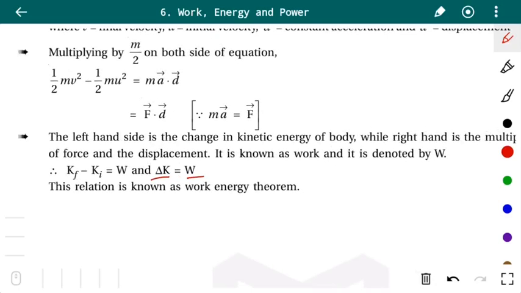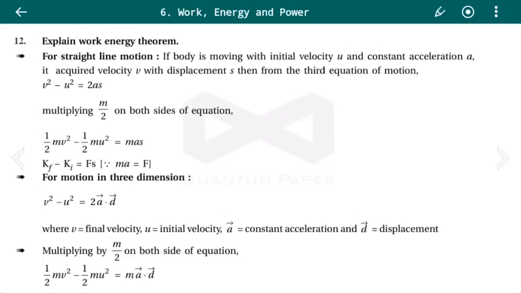So this is the work energy theorem. Delta K equals W, this relation is known as the work energy theorem. So students, you may note down this theory.